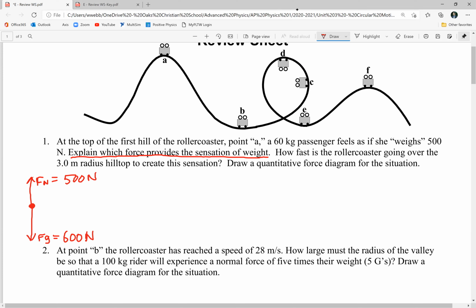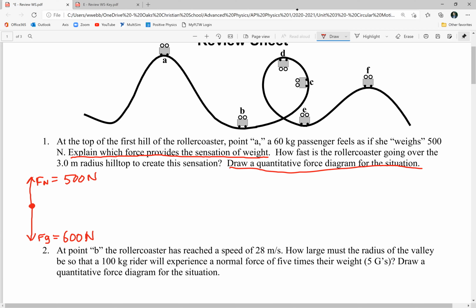Because they're at the top of the hill, the seat is beneath her, and so the normal force is pushing up against her, and her weight is down. But she would naturally feel lighter in her seat at this point because it's going over the crest of the hill. Her inertia wants her body to go in a straight line tangent to the hill, but her weight enables her to not just keep going straight because of the gravitational force. So she feels lighter in the seat. So we've answered that first question, explain which force. That's the normal force. We've made our free body diagram.